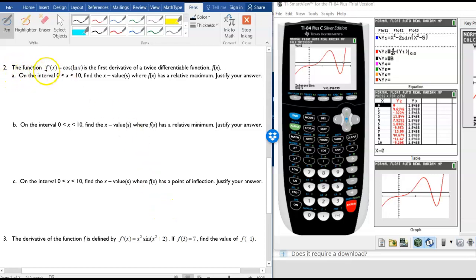In number 2, we have a new function. It tells me it's f prime equals cosine of natural log of x. It's the first derivative of a twice differentiable function. So I notice I have a new function, and it's a multi-part question.